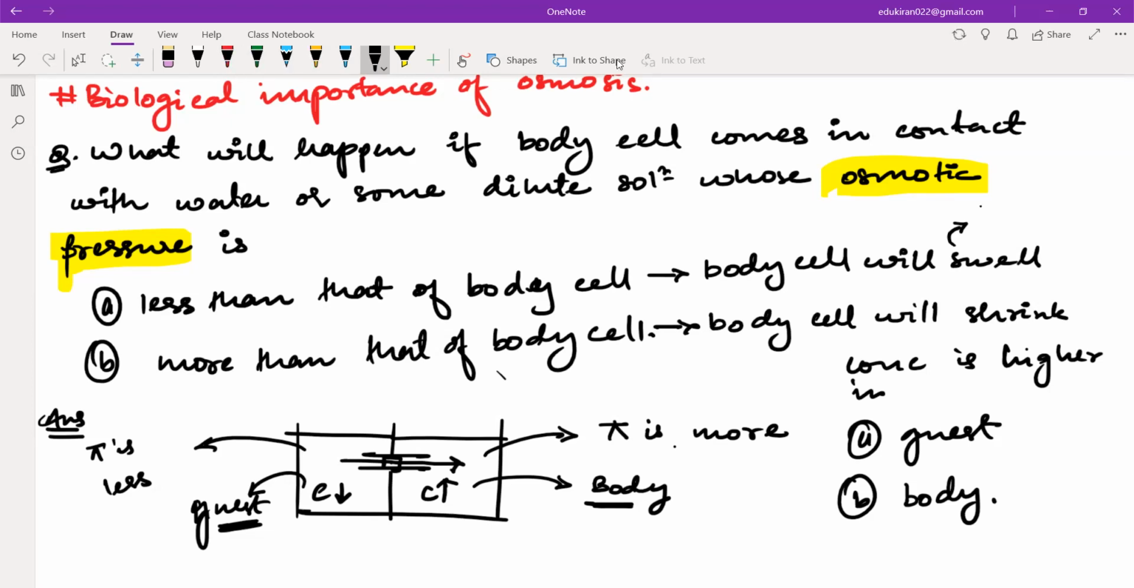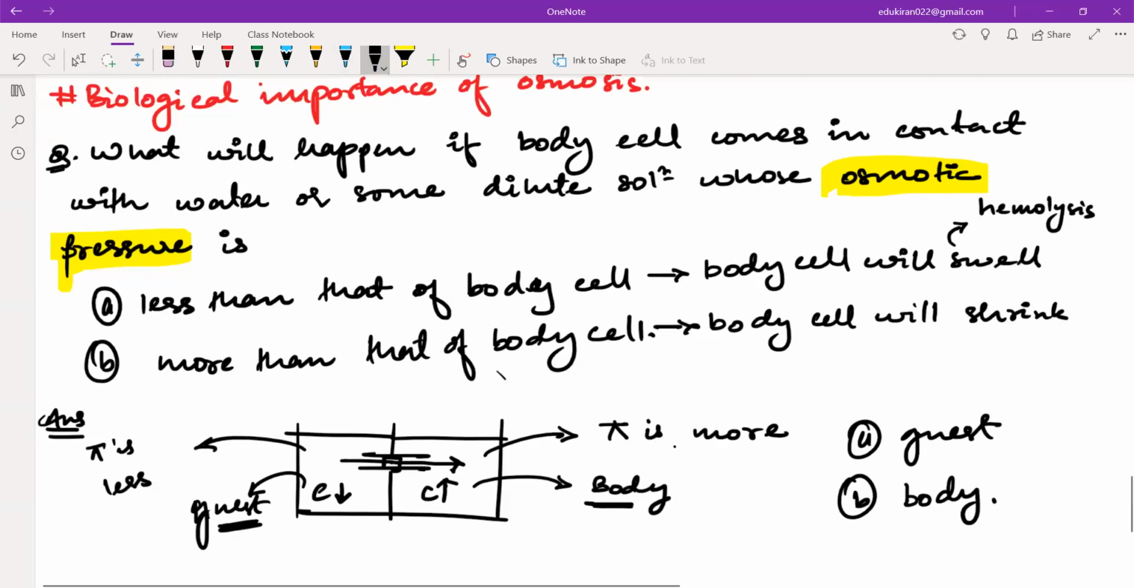When it swells, the technical term for this is hemolysis. Okay, erase these parts. Just a second. The technical word for shrinking is plasmolysis.